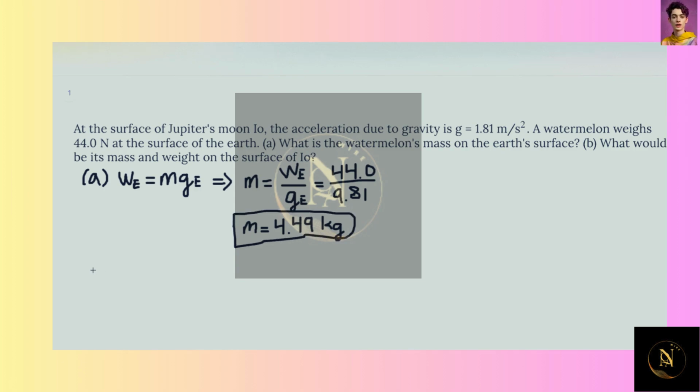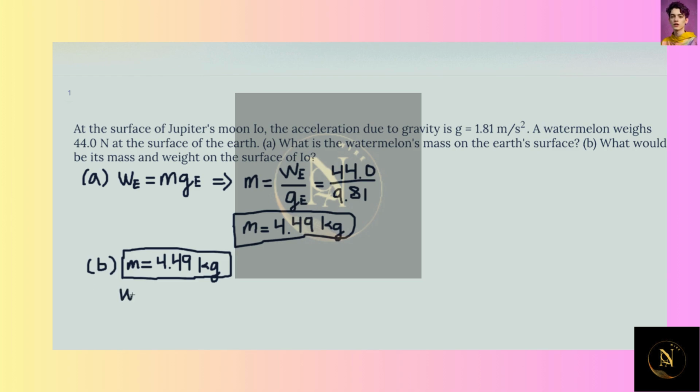Okay, so part B actually starts off with a little trick question. And we'll have to invoke something that I said earlier, which is that the mass of an object does not change, regardless of its location in the universe. It's an intrinsic property. So we can actually already go ahead and assert what the mass of this watermelon must be on Io, and that's exactly the same as what we saw in part A. That's 4.49 kilograms. So that was easy.